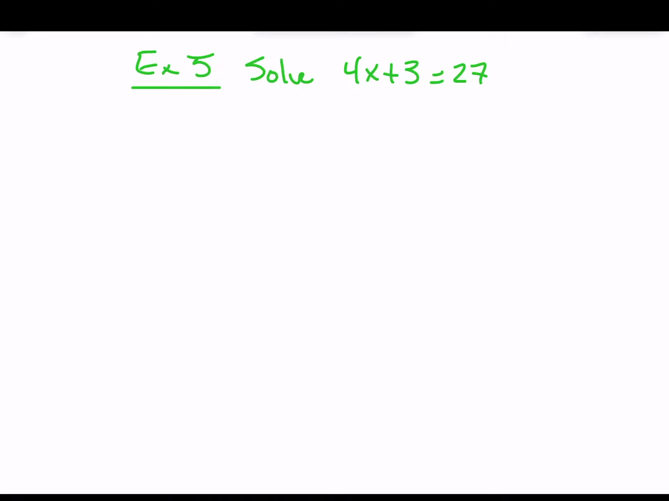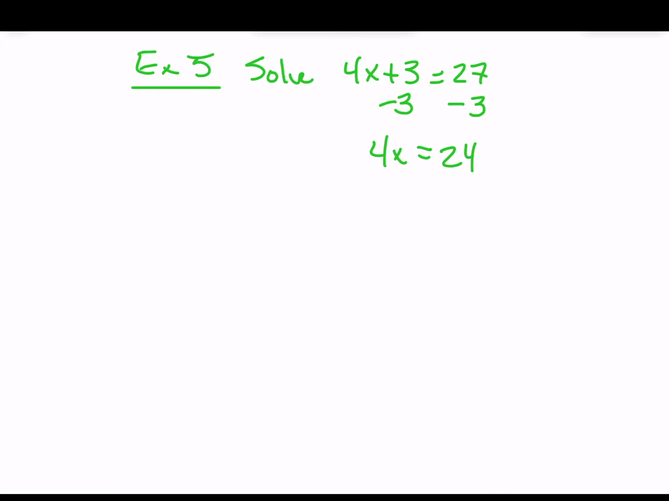So to get x by itself and to isolate it, we need to undo the multiplication and the addition on the left-hand side. And we sort of go in the reverse order that we would do order of operations. And so we'll start with the addition or subtraction first. And we'll start by subtracting 3 from both sides. 4x plus 3 minus 3 is 4x. 27 minus 3 is 24.